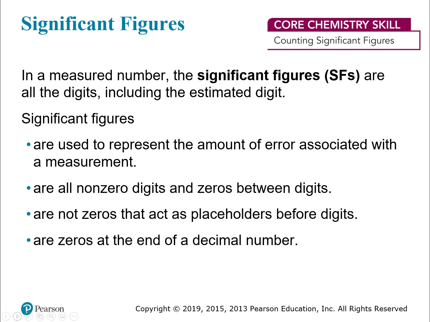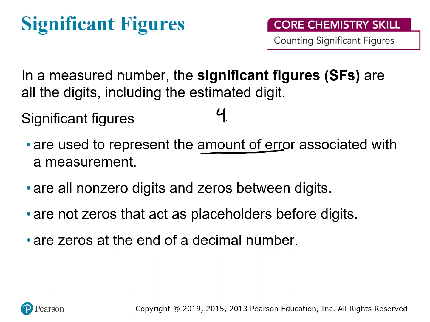So we have these measured numbers. Now we need to be able to count significant figures. All the digits in a measured number are significant, including that last digit that you kind of guesstimate. So significant figures are used to represent the amount of error associated with a measurement.